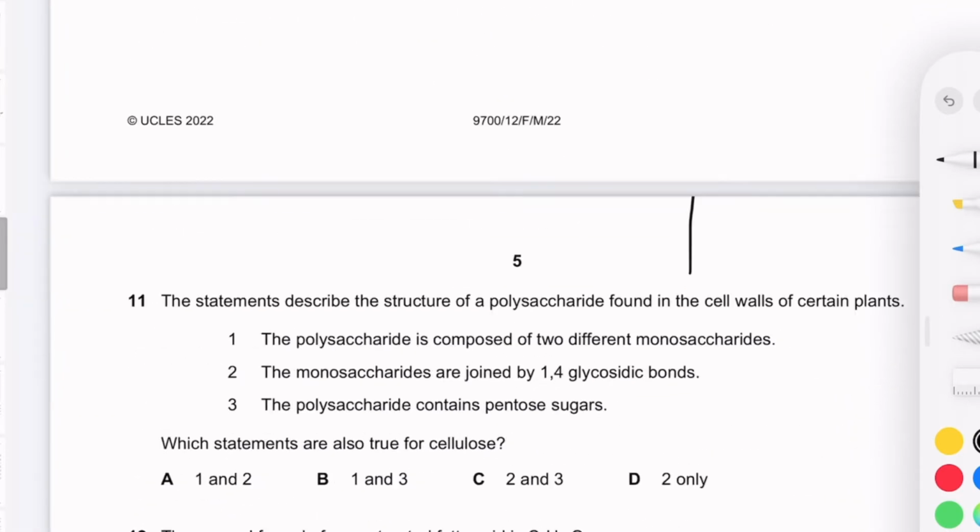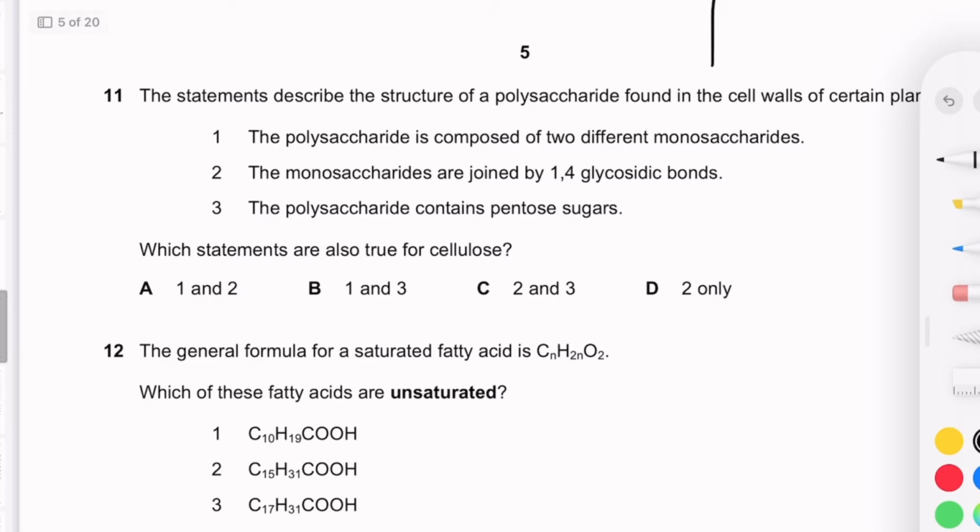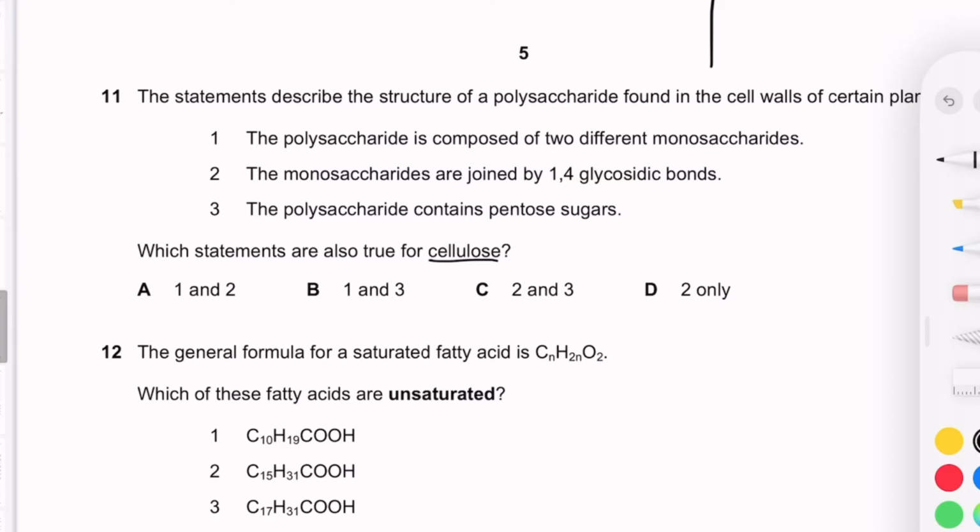Now 11. The statements describe the structures of polysaccharides found in cell walls of certain plants. The polysaccharide is composed of 2 different monosaccharides. So for cellulose, first off, which statements are correct for cellulose? The polysaccharide is only composed of 1 monosaccharide, which is beta-glucose. The monosaccharides are joined by 1,4 glycosidic bonds, that is true. The polysaccharide contains pentose sugars. It's actually a hexose sugar, so it's D.